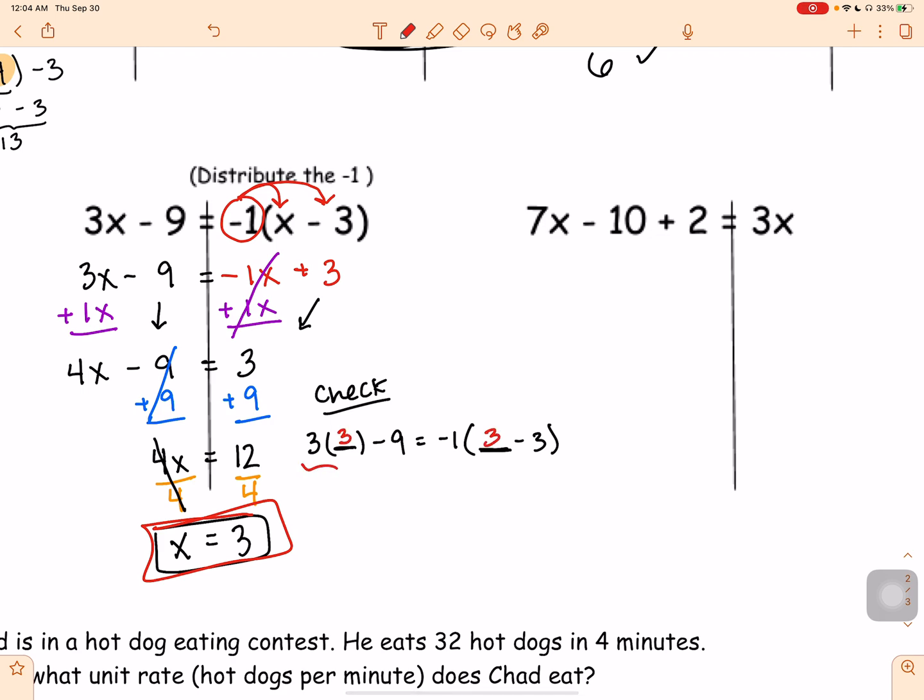So here, 3 times 3 is 9, minus 9 is 0. I'll draw a line here just to differentiate the two. This one, if we follow PEMDAS, we simplify inside the parentheses. So 3 minus 3 is 0. Negative 1 times 0 is 0. And 0 equals 0. So that means, yep, we got the right answer.